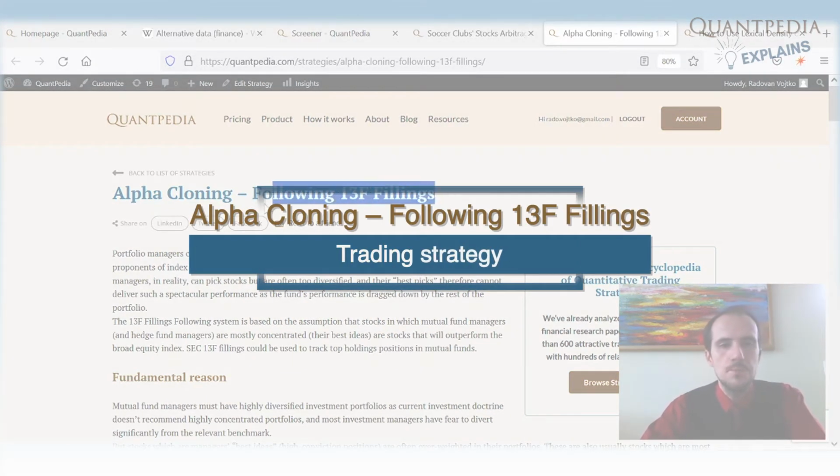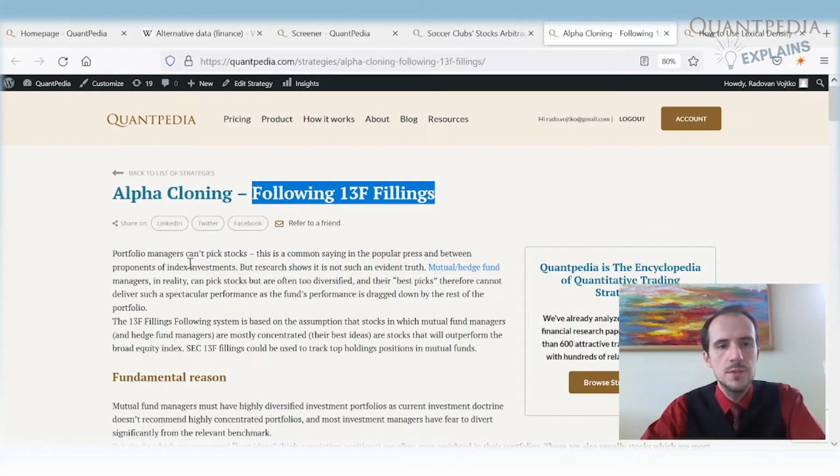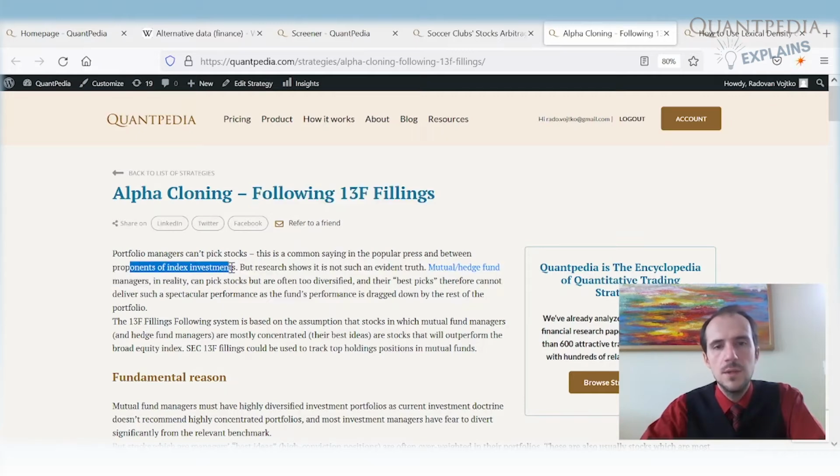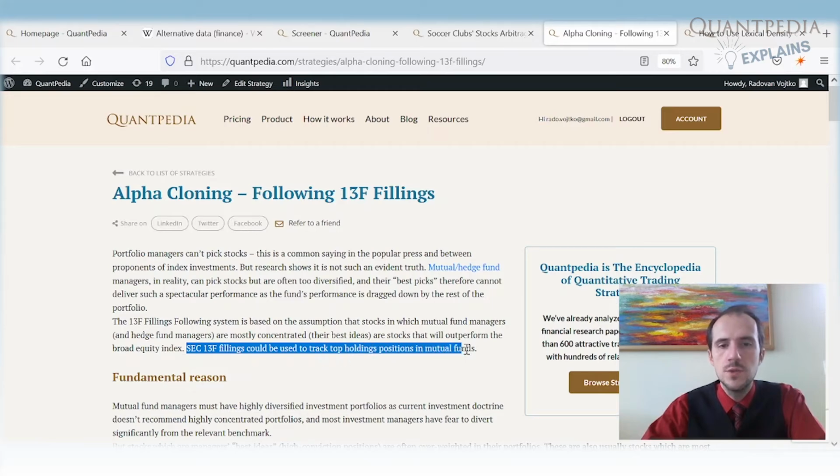What does alpha cloning mean? There is an assumption, and a common saying in the popular press among proponents of index investing, that portfolio managers can't pick stocks, but that's not exactly true. There are a lot of star mutual fund and hedge fund managers who can pick stocks. So there is one opportunity: we can try to buy the hedge fund or mutual fund of those star managers. Or there is another opportunity. Those managers must report the holdings of their funds every quarter to the Securities and Exchange Commission. And you can use SEC filings to track the top holdings in the funds of those managers that are really skilled in stock picking.